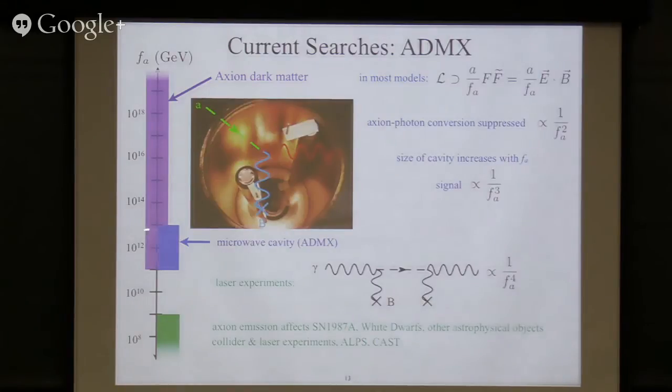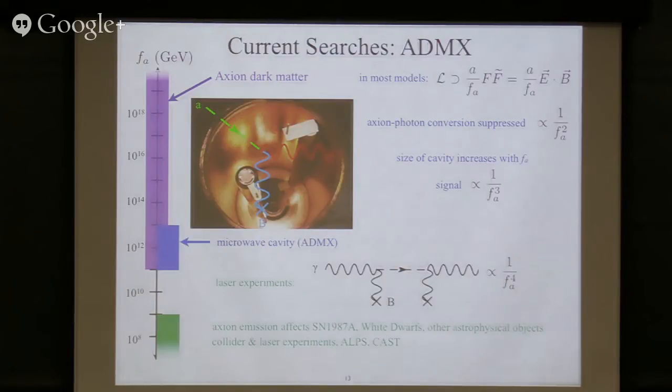And when f is above 10 to the 12, around this narrow range, that is where these microwave cavity experiments work. They are very good, they can search for axions in this particular part of parameter space. And the way they work is that they look for the coupling of axions to electromagnetism, E dot B. So there's a magnetic field, and if you have a cavity, the axion comes in, converts to a photon, and you measure that one particular photon.